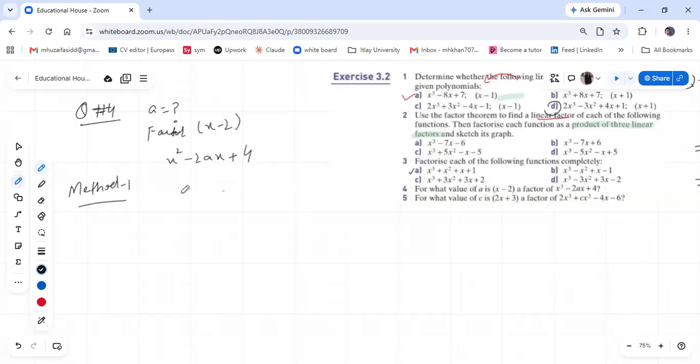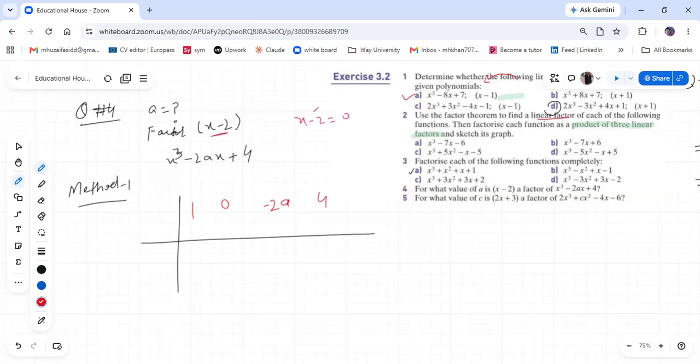Okay, so our equation is x cube minus 2a of x plus 4. Look at it here. The coefficients are 1, then x square is 0, then minus 2a, and this is 4. For the divisor, x minus 2 is equal to 0. Moving minus 2 to the other side, x is equal to plus 2.